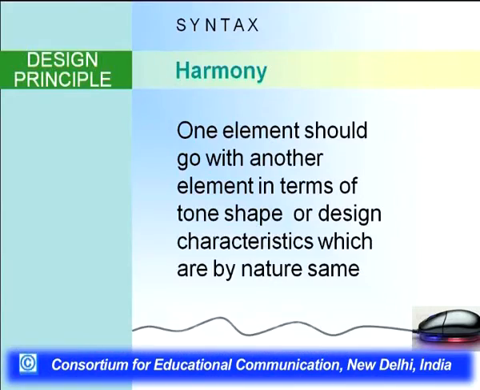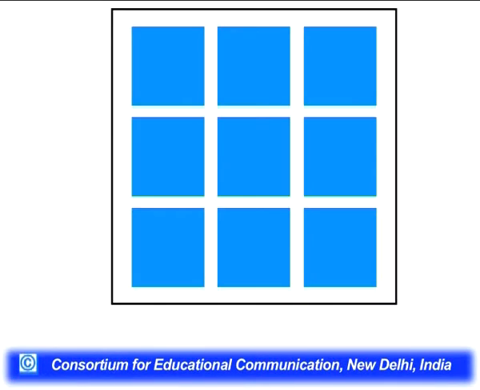I can illustrate harmony with your school days, when perhaps you were wearing the school uniform. When you are wearing the school uniform, you are all harmonious. They look similar. Harmony is like this. An element should go with another element in terms of tone, shape, and design characteristics, which are by nature the same. Take the example of this rectangle. You will find that all these elements are harmonious. Why? Because they are all rectangular shapes filled with the same color. That's why they are harmonious.